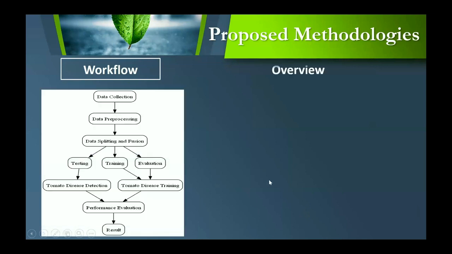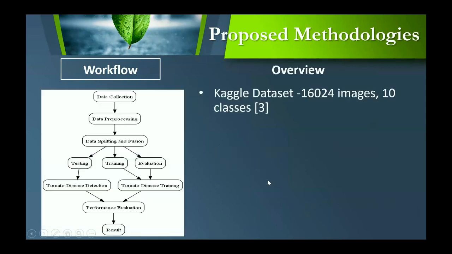So here we have our data collection, which we collected from Kaggle. As we can see from our chart here, we took it from Kaggle, which contains 16,024 images with 10 classes. And then we proceed to data pre-processing, where we looked at normalization of the images by resizing all data to 255 by 255 pixels. What we did for the normalization was to write code within the model to downscale it between 0 and 1, and therefore create more normalized data for us.